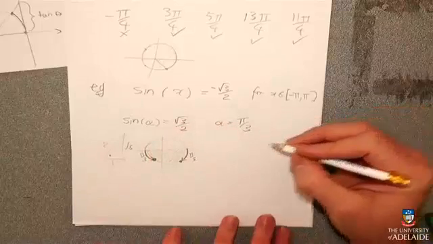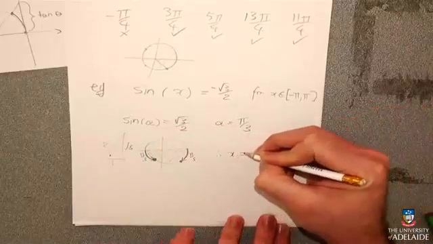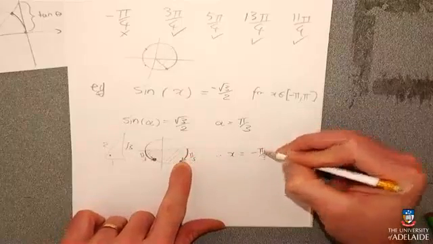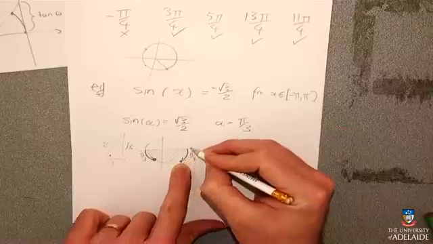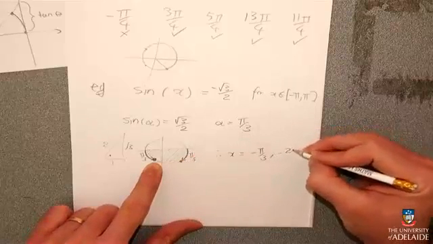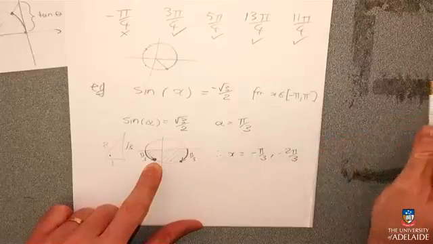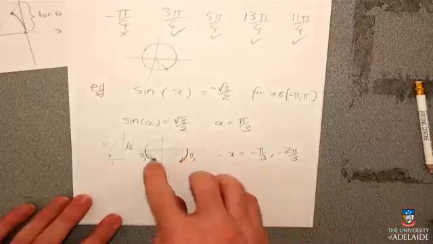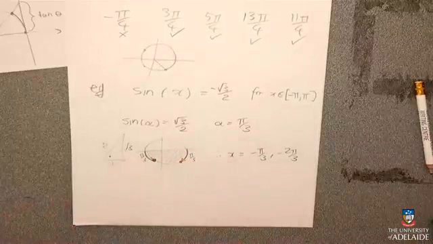So let's see what we get. So therefore my x is actually minus pi on 3, because that's clockwise, and 1, 2 pi on 3. Like that. Because we've got 1, 2, 3 pi on 3. There you go.